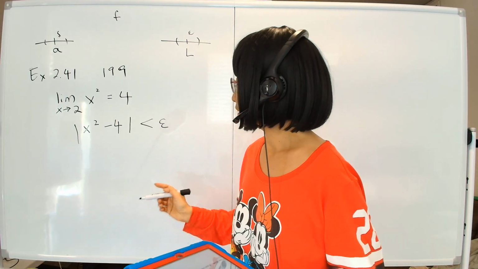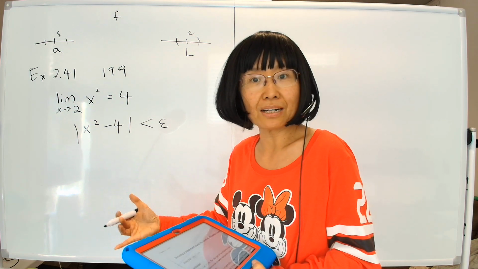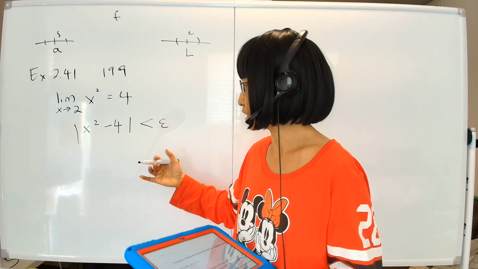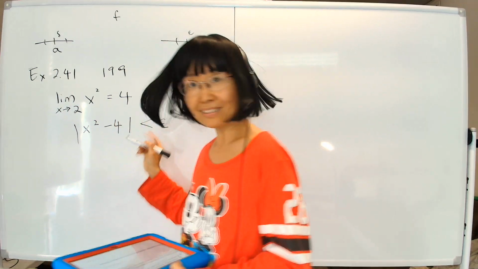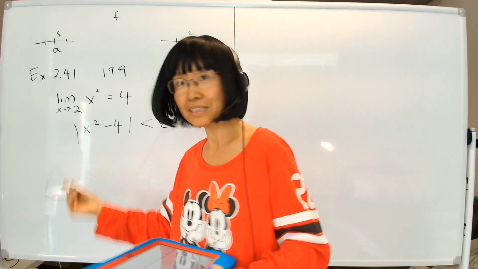So we need to find some kind of delta in terms of epsilon, is what we're trying to do. So how are we going to do that? All right, you factor this. You always factor something. If you don't know what to do, you factor.